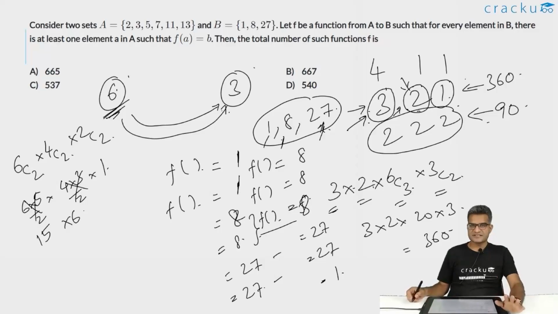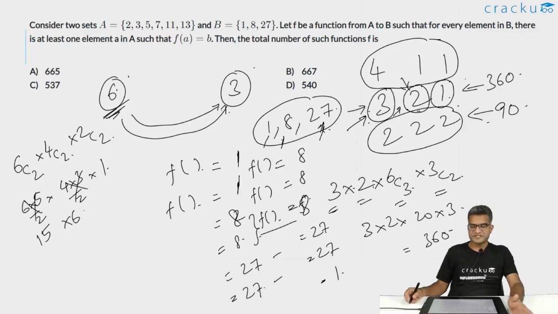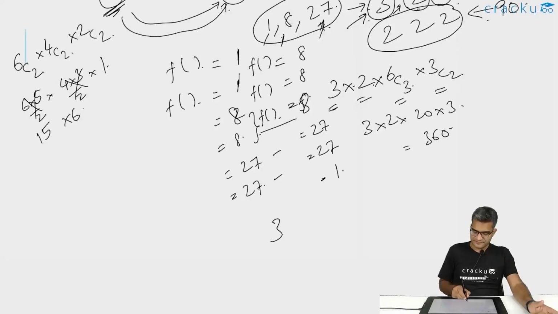The last case is that one of the 3 elements 1, 8 and 27 has 4 elements attached from A. So which element is it that has 4 elements attached from A can be selected in 3 ways. It can be either 1 or 8 or 27. Once that is selected, the remaining 2 will have only 1 element attached to them. Now the 4 elements from A can be selected in 6C4 ways.